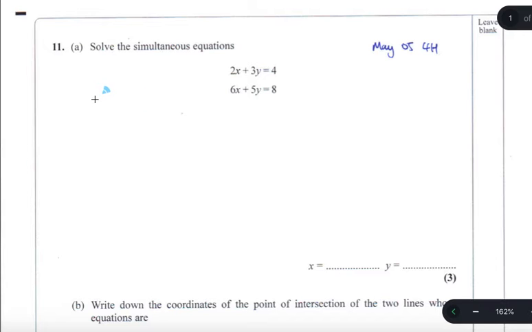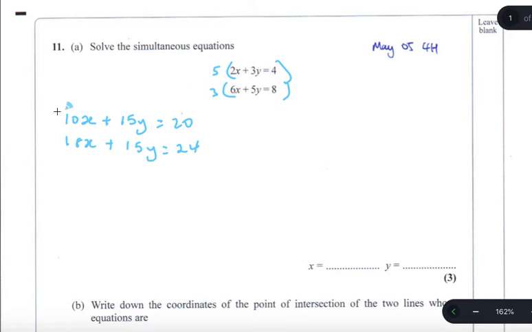Simplify. Oh no, they want us to solve. So let's do elimination again. This time let's eliminate y. So 5 will multiply there and 3 will be there, so multiplying through it will be 10x plus 15y equals 20, and then 18x plus 15y equals 24.